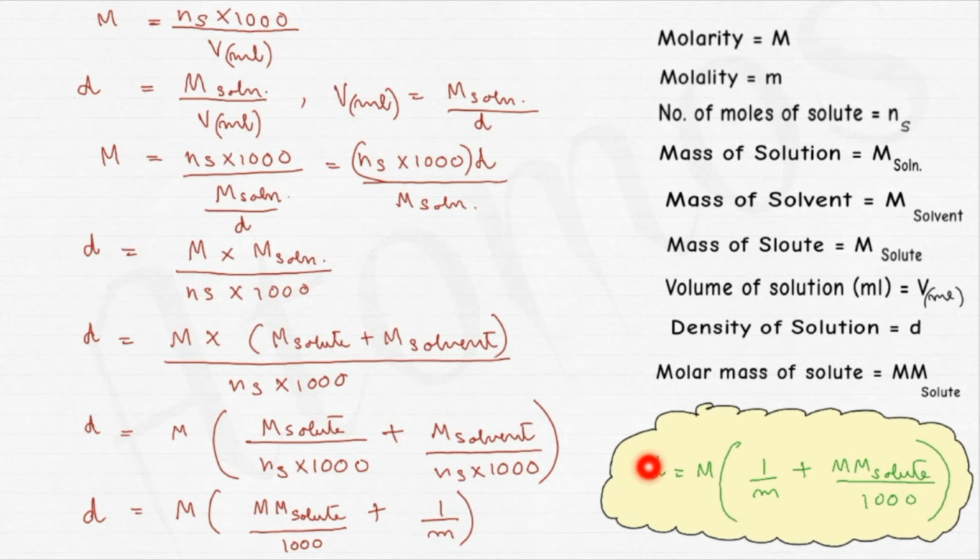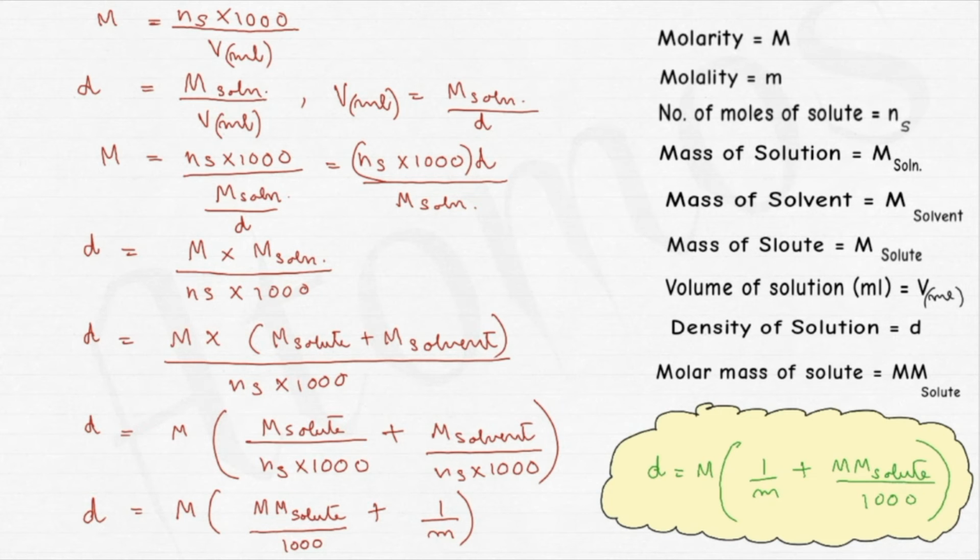See, this is the shortcut formula for that. Density of the solution will be equal to molarity of the solution into 1 divided by molality plus molar mass of the solute divided by 1000. Okay, you can memorize this expression.